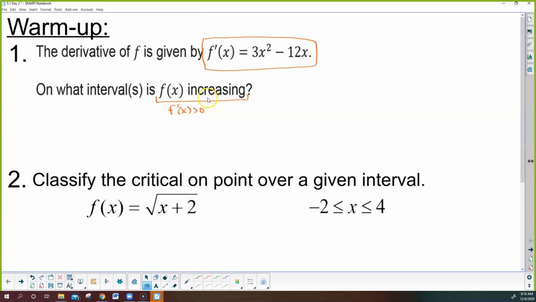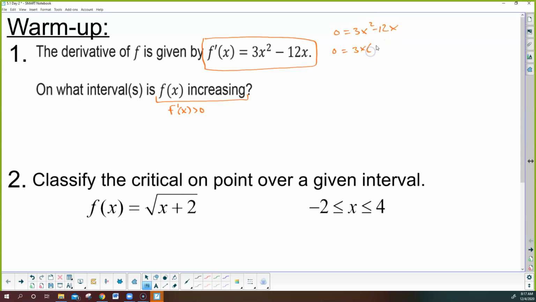Well, what do we need to do to first figure out when it's increasing? That's where the critical points come in. And the critical points are where the derivative is equal to 0. So, since they already gave me the derivative, I'm just going to set the derivative equal to 0. And then it's just algebra.